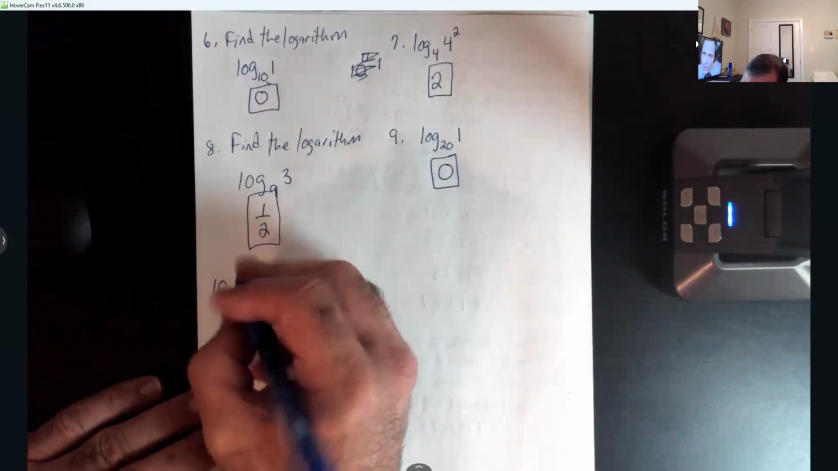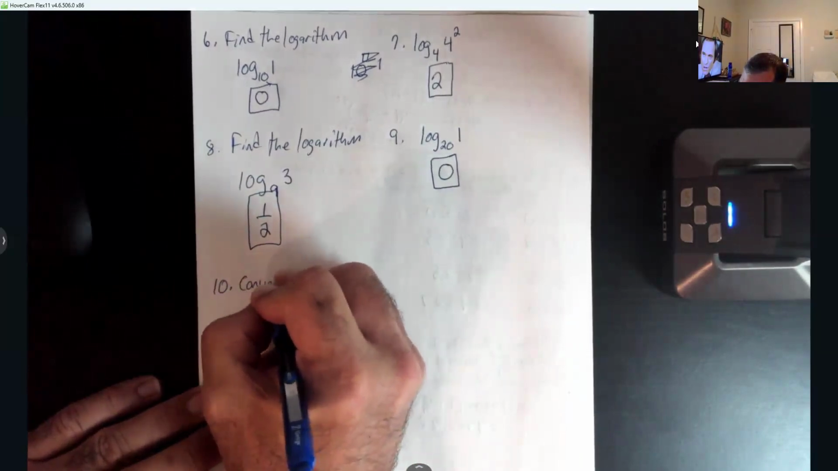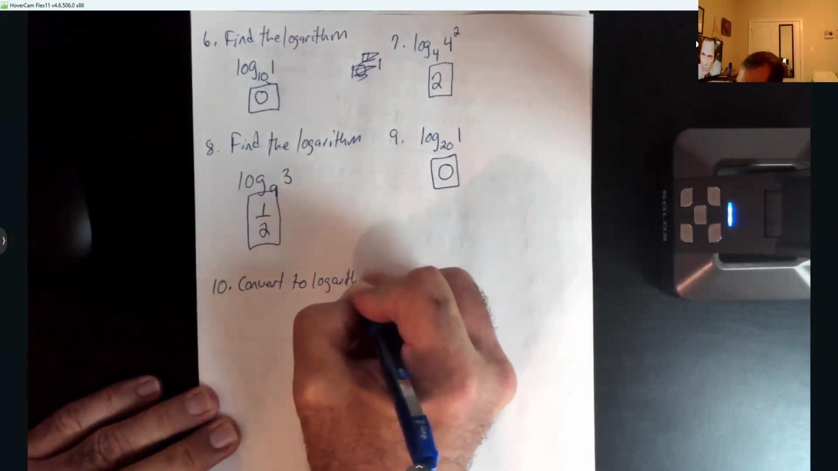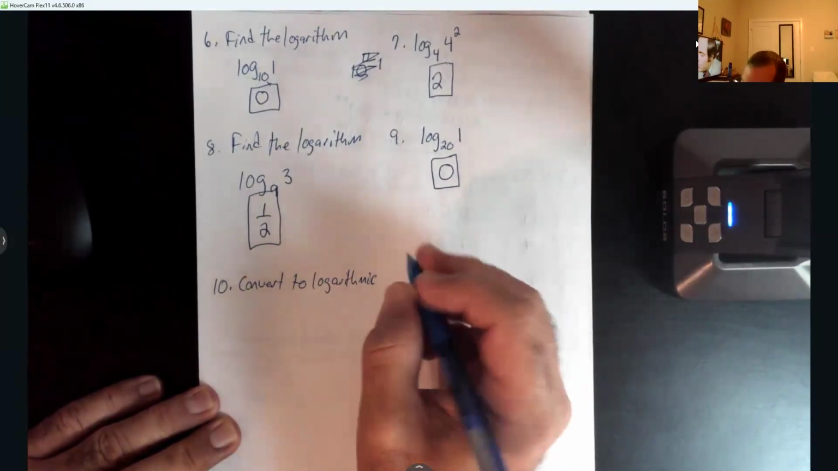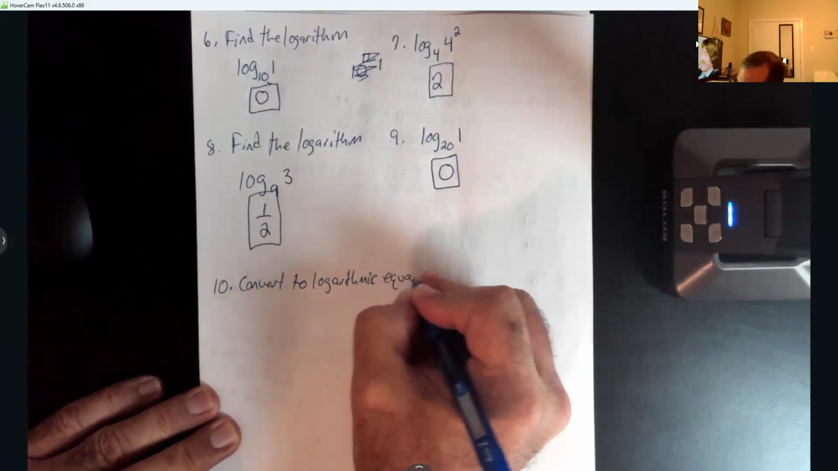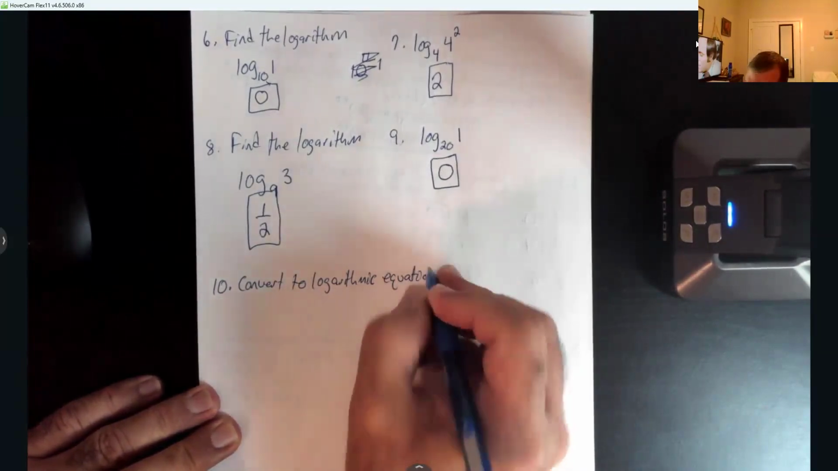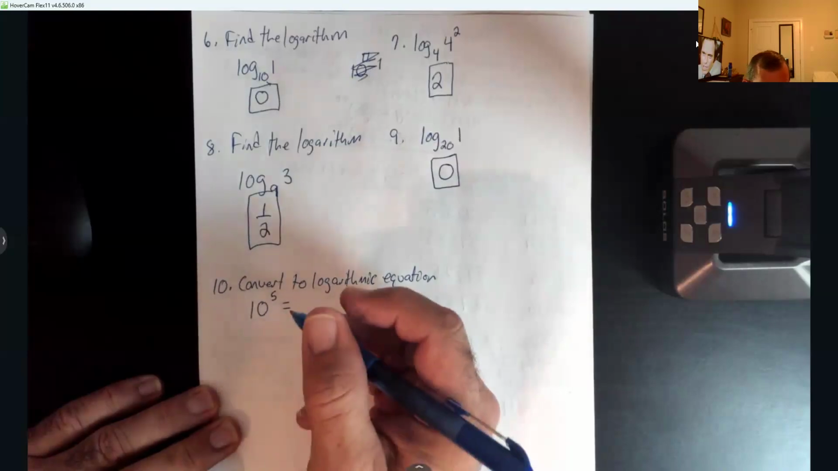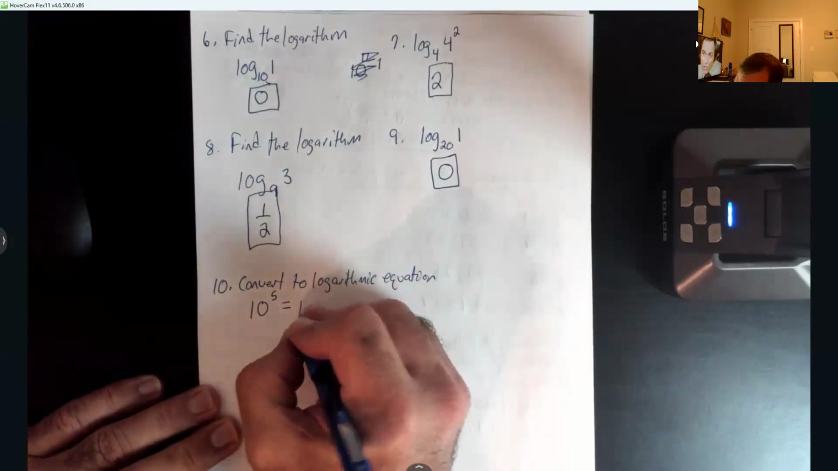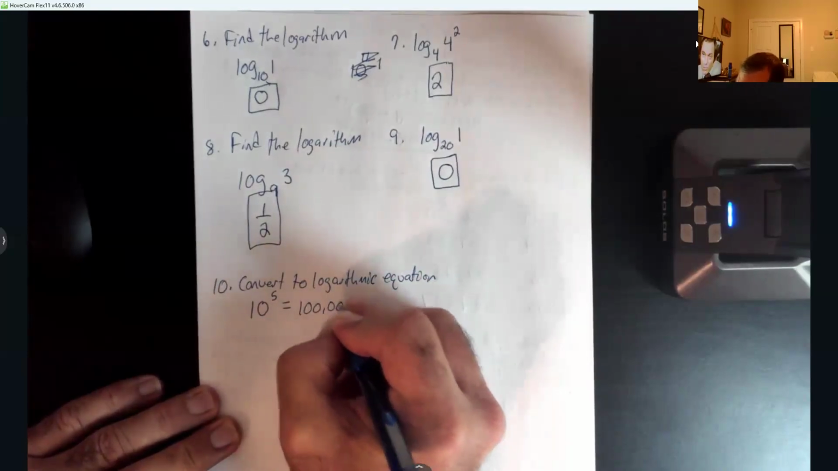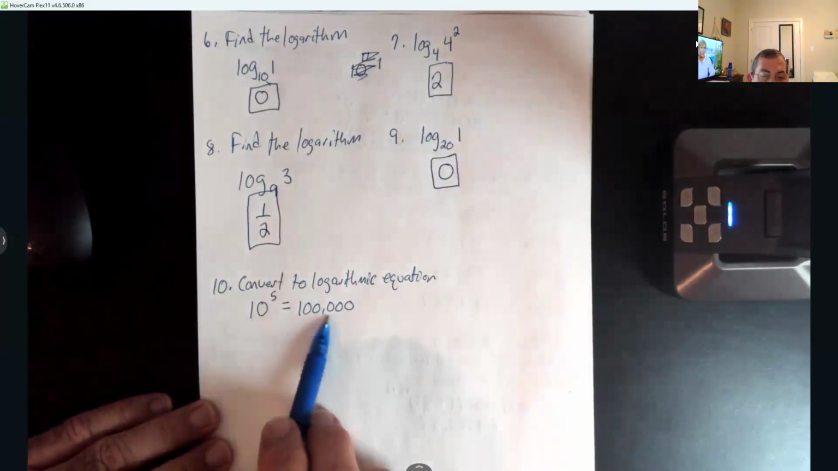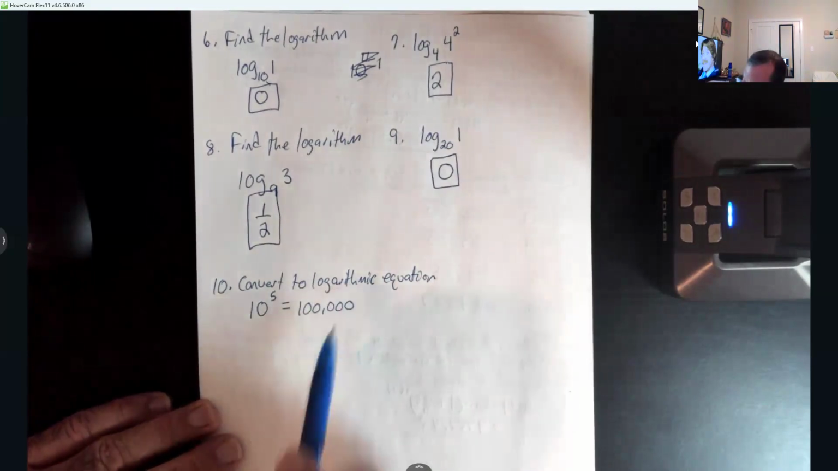Oh, y'all, number 10, they started wanting us to convert to a logarithmic equation. I got 10 to the fifth equals 100,000. All right, so this is exponential. They want me to turn it to logarithmic.